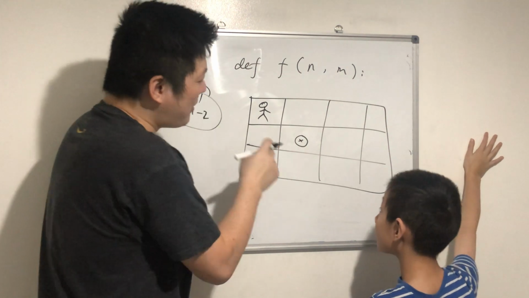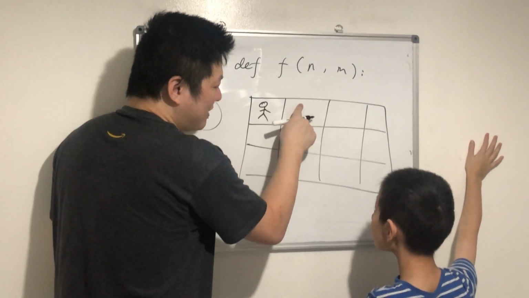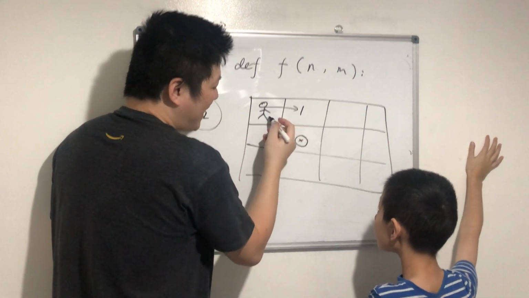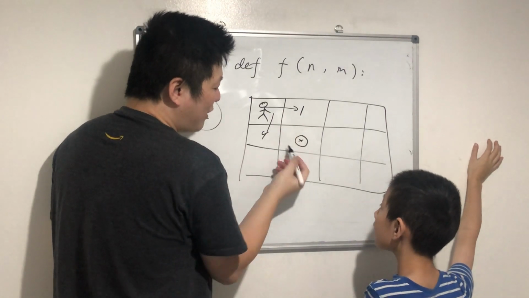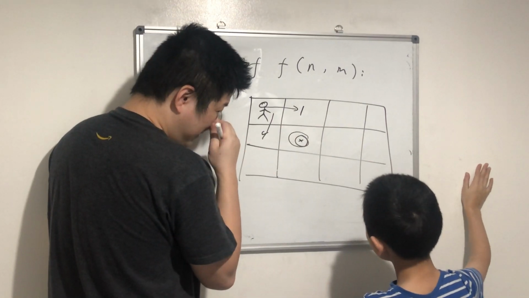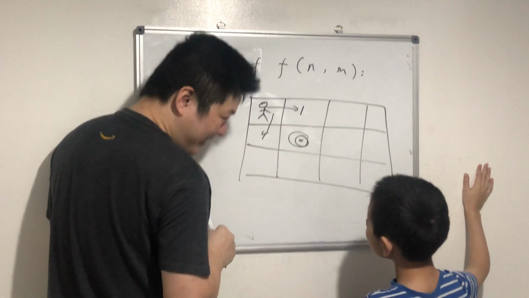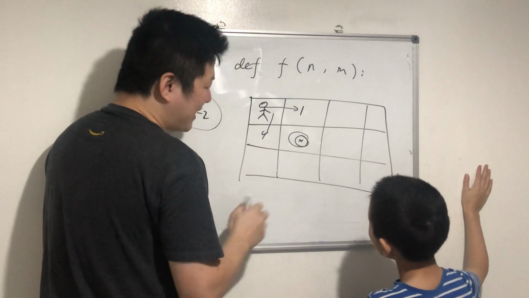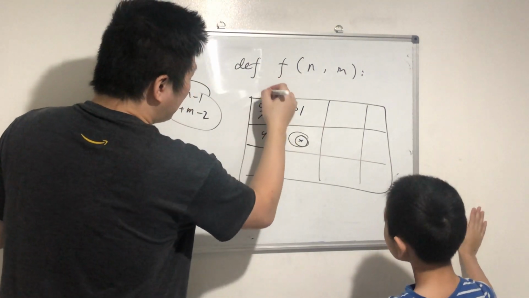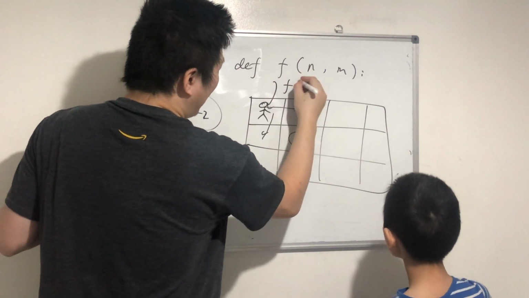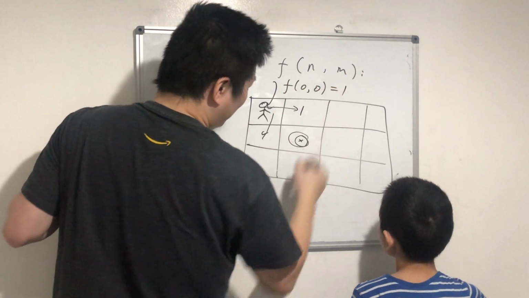Okay. So suppose there is only one way to come here, and only one way to come here. So how many ways can I come here? 2, because here and here. Got it? Yeah. So look, this is the original, f0, 0 equals 1, okay?